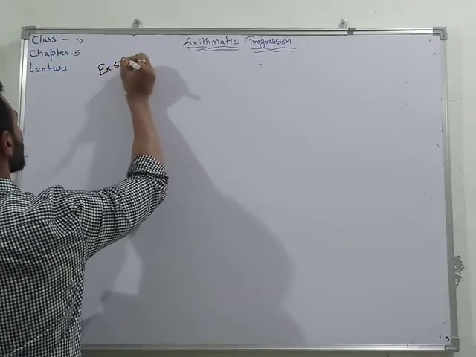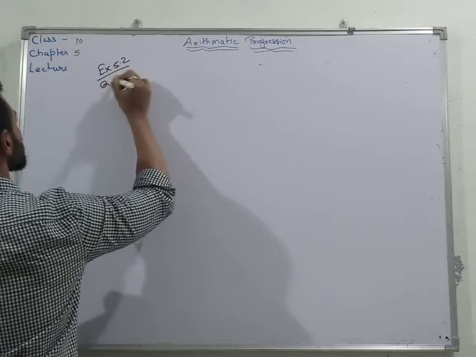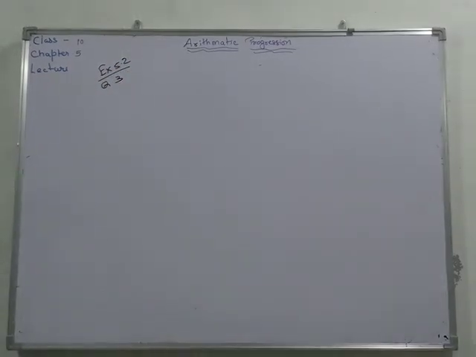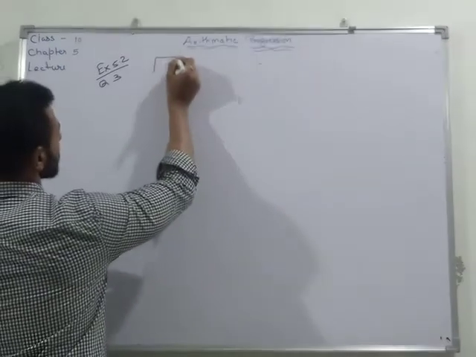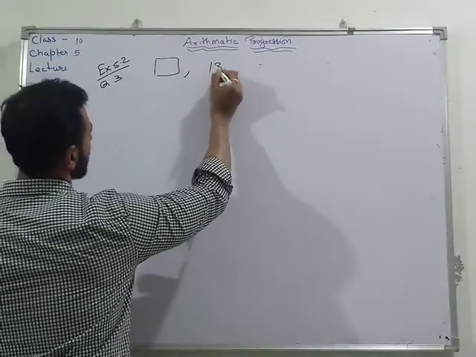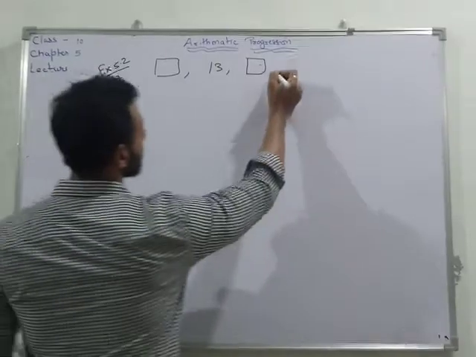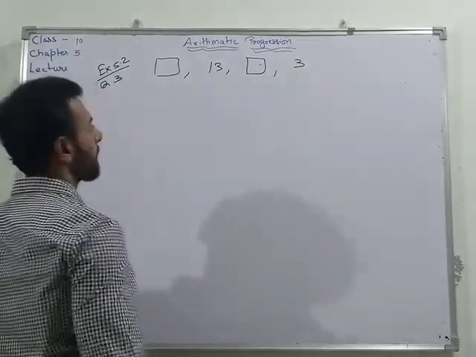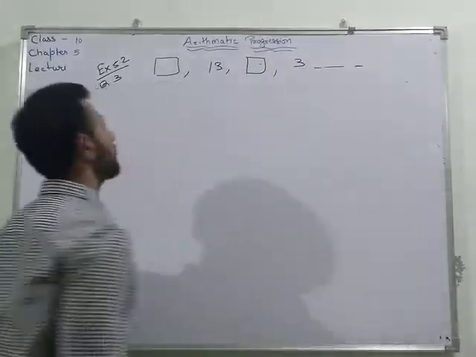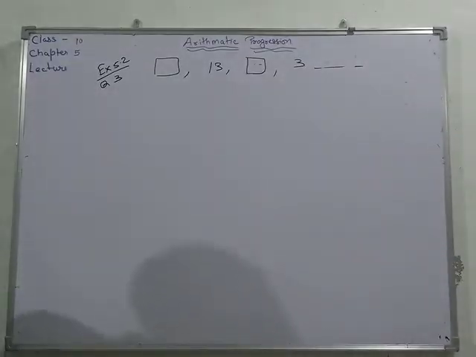Exercise 5.2, question number 3, the second part I am taking. We are given, in the following AP, find the missing term in the boxes. We are given the first box, then the second term is 13, and once again a box, and then 3. So we have to identify the missing term from the box.